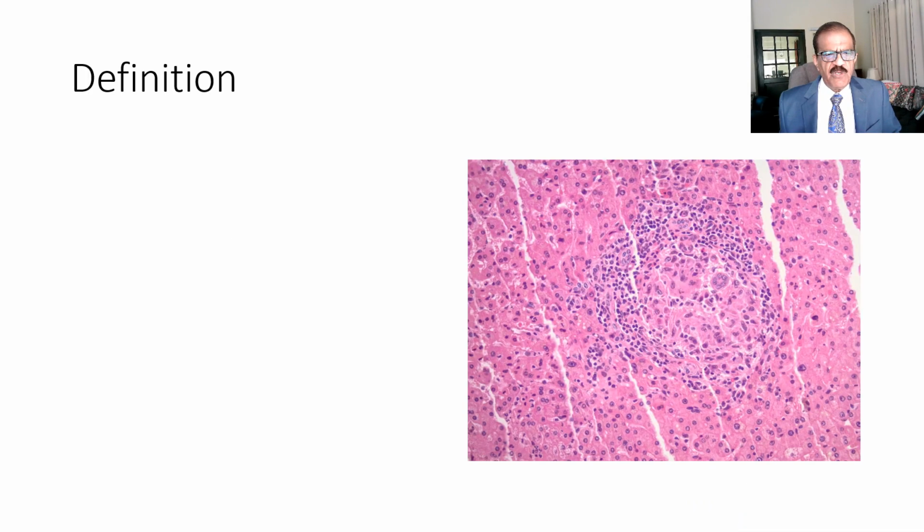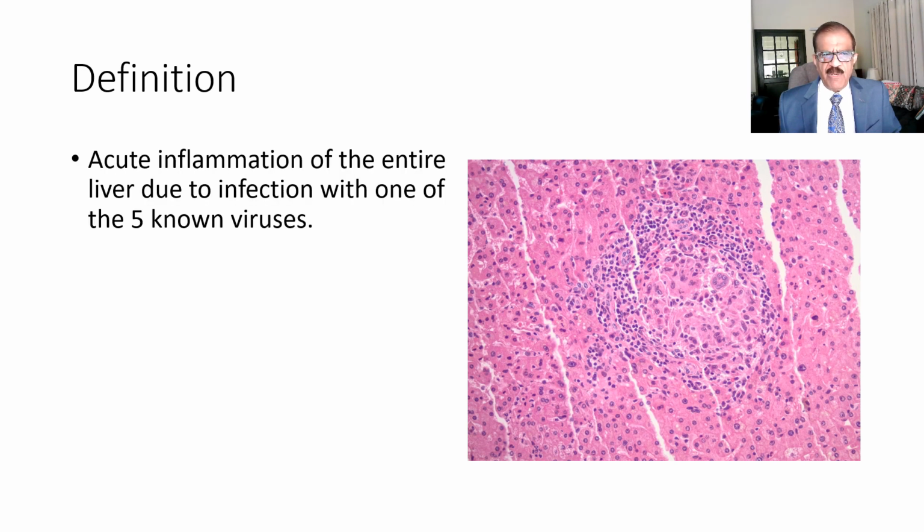What is the definition? It is acute inflammation of the entire liver. Now, of course, this should be understood, but I want to emphasize that in viral hepatitis, it is the entire liver which is inflamed, and this is due to one of the 5 known viruses. And what are those 5 known viruses? I'll just give you the list.